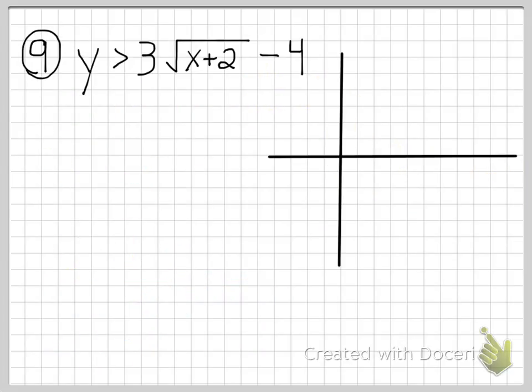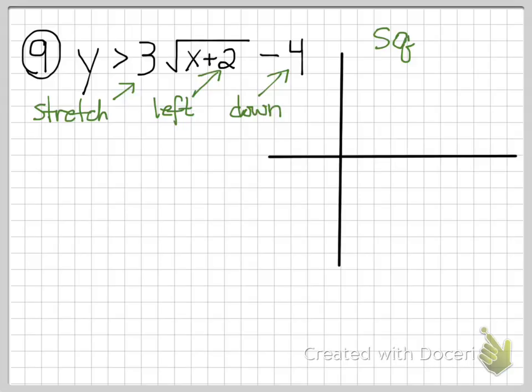Number 9. What kind of function is it? This is a square root, so we know it's going to go up and to the right. Okay. Now, let's look at our transformations. The 3 out front is a stretch. The 2 underneath moves it which way? Left. Remember, he's lying to us. It goes the opposite. The 4 goes down. So, I'm going to go left 2 to -2 and down 4.